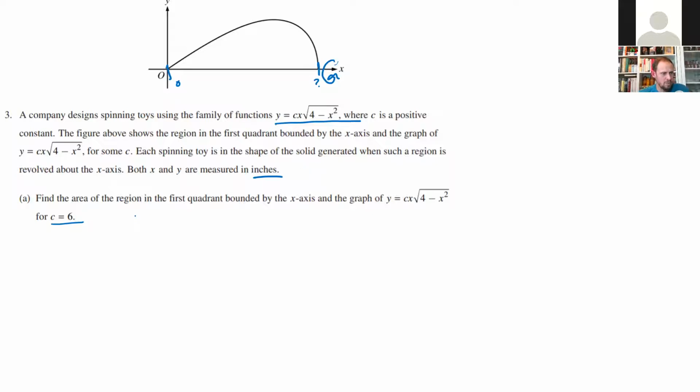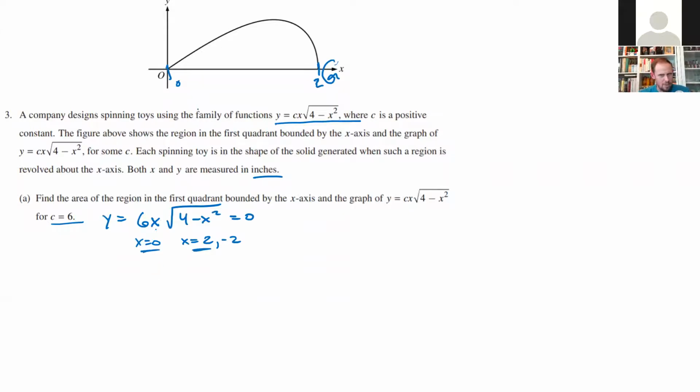So first thing we need to do is find when it equals 0. So let's see, y equals 6x times the square root of 4 minus x squared. We want to set that equal to 0. So we're going to get x equals 0 and x equals 2, or I guess negative 2. But it looks like 2 is the one we want right here, because it's positive.